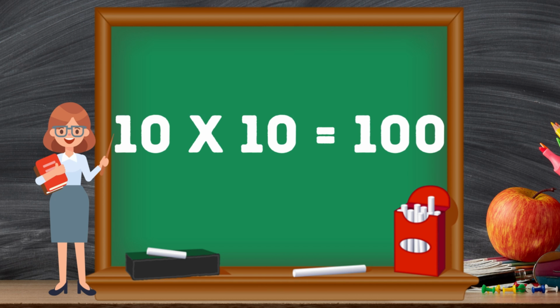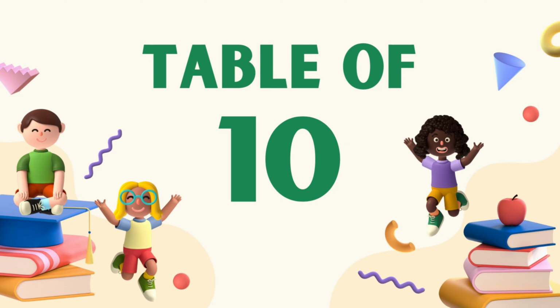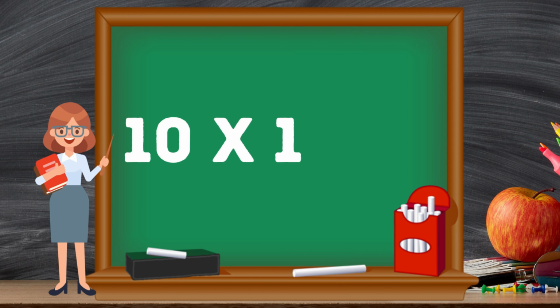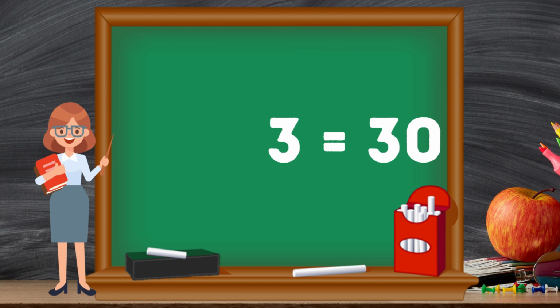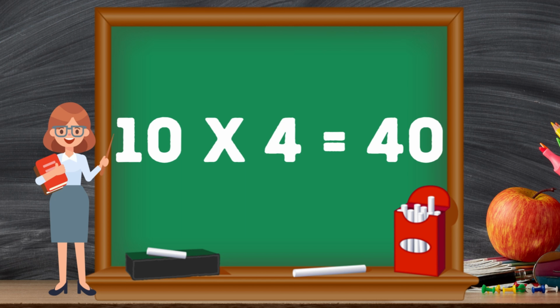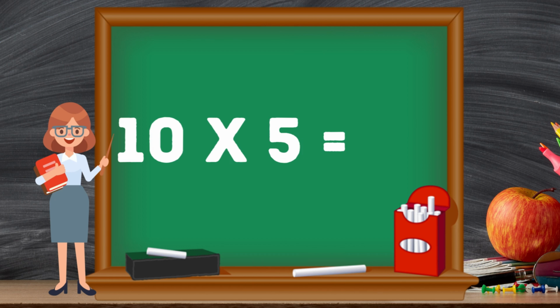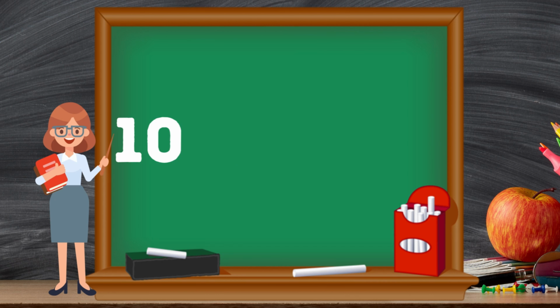10 tens are 100. Let's revise. 10 ones are 10. 10 twos are 20. 10 threes are 30. 10 fours are 40. 10 fives are 50. 10 sixes are 60.